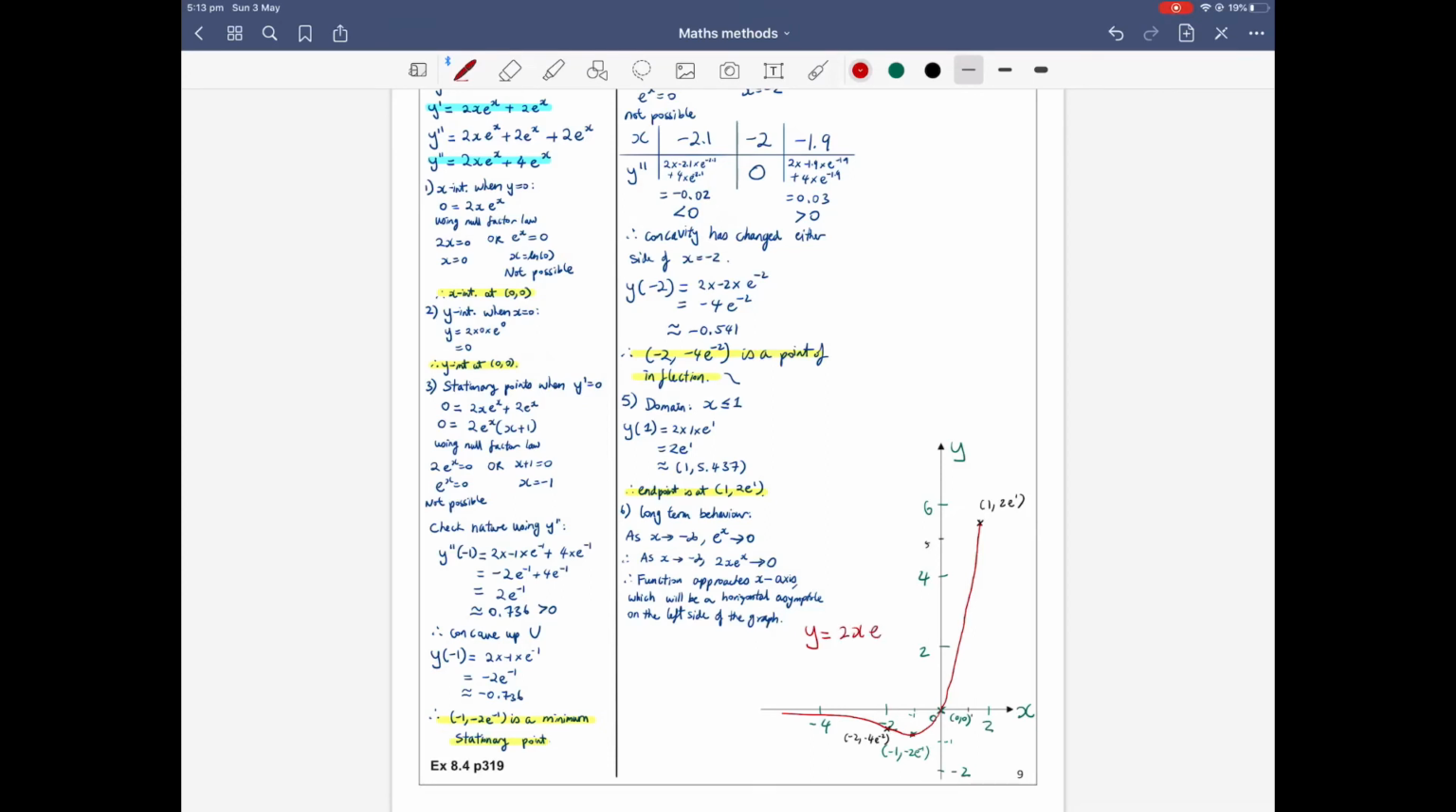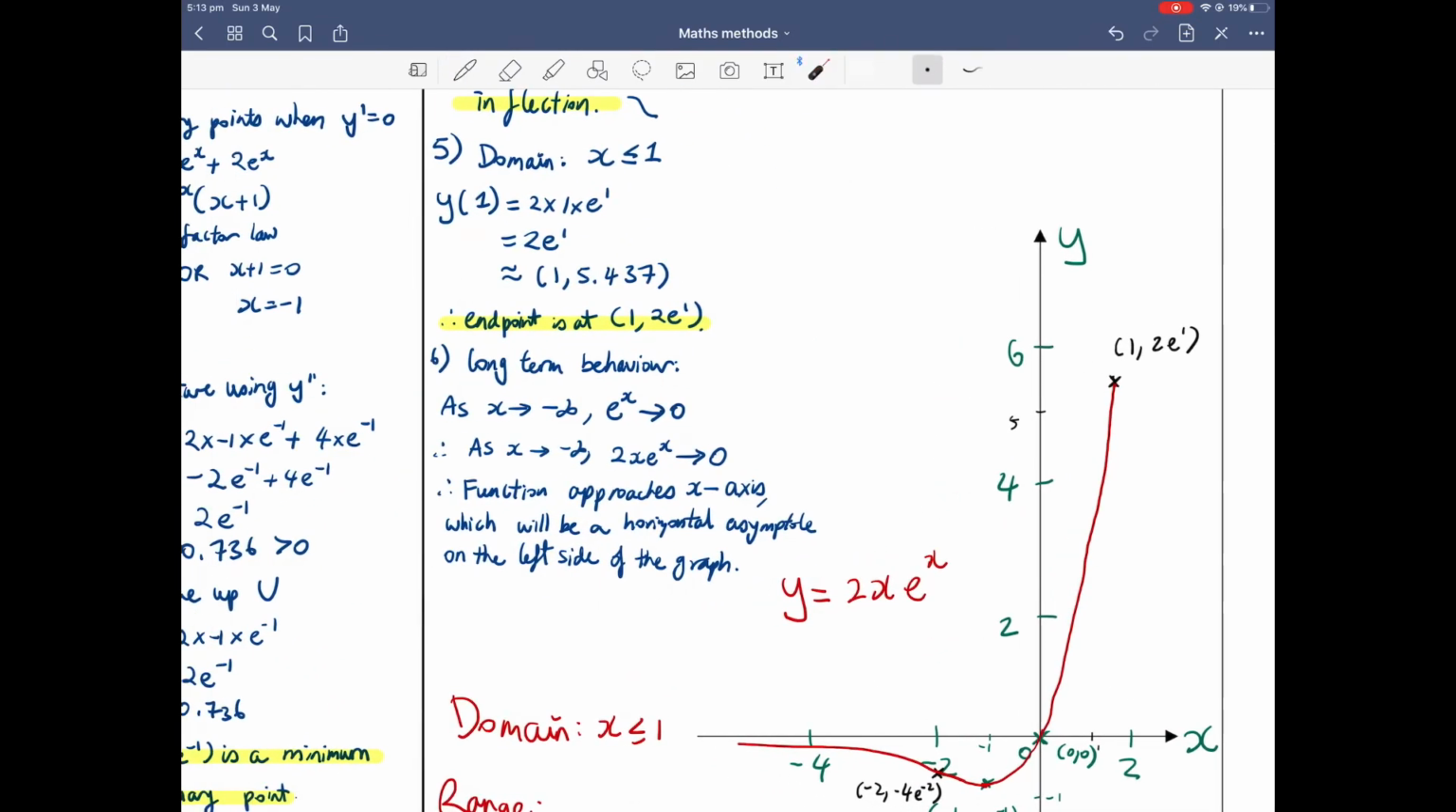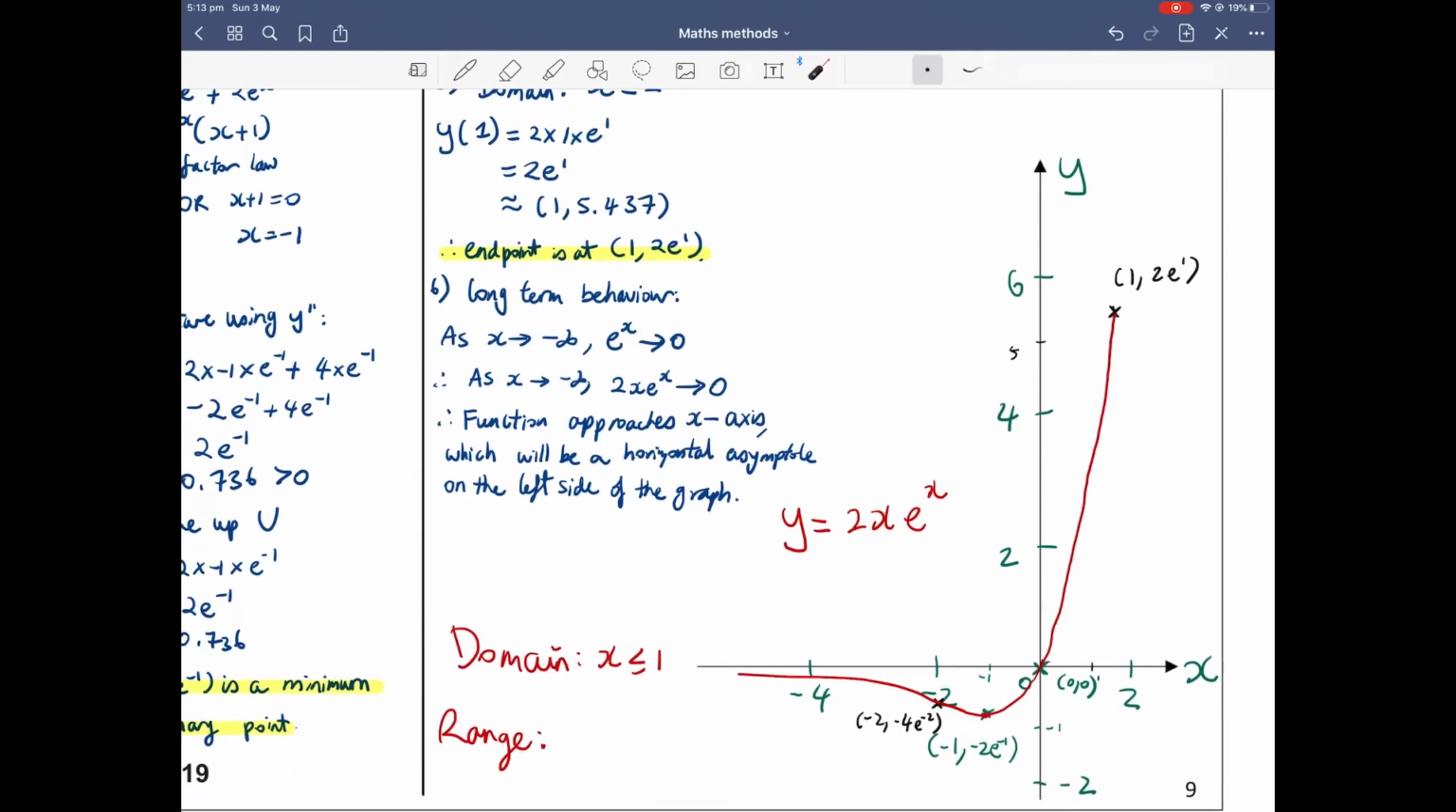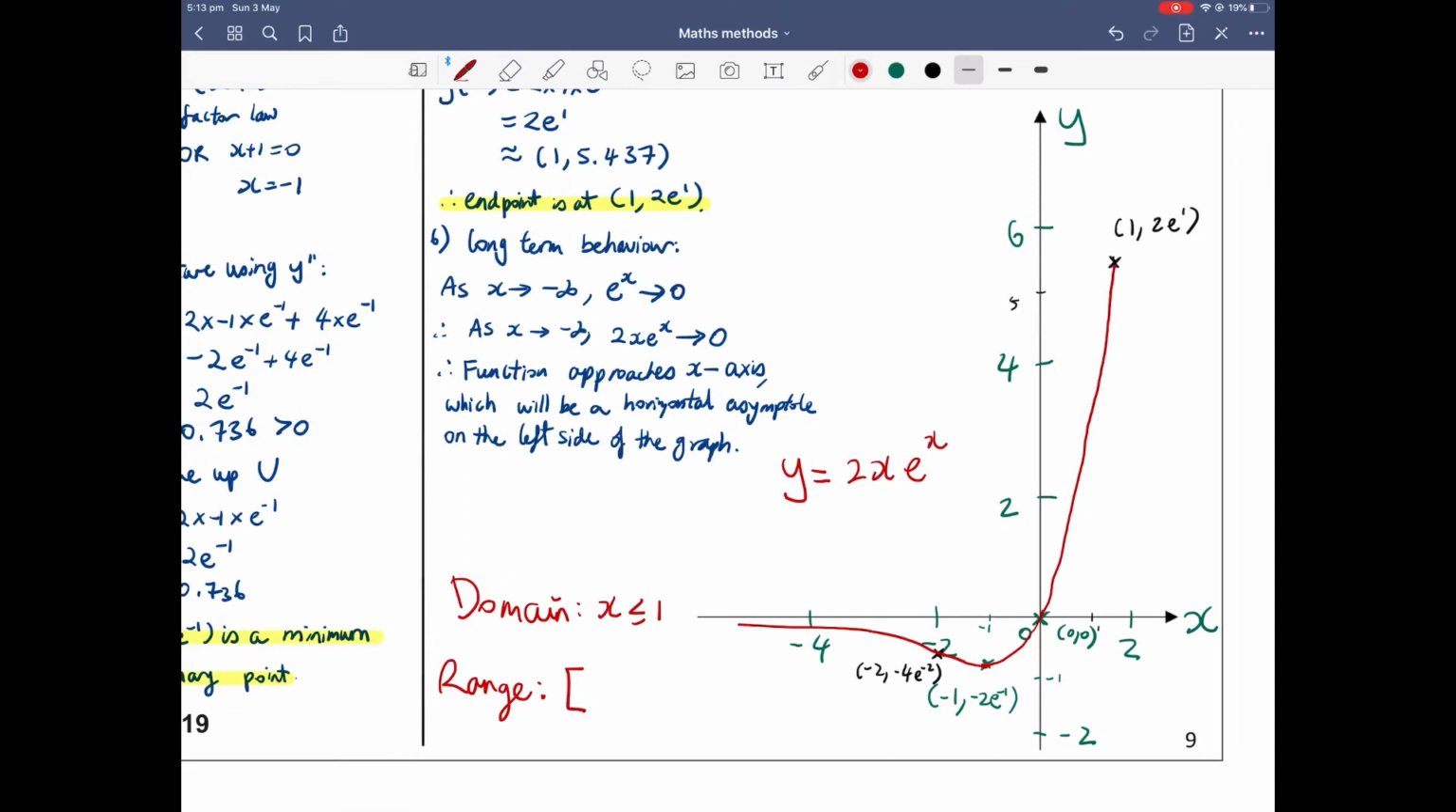So y equals 2x e to the x. Our domain is all your x values less than or equal to 1. Our range, we can look at from our graph. Our lowest point is this turning point here, which is -2e to the -1. And our highest point it will ever reach is this point here, because the x-axis is an asymptote. It will never ever cross the x-axis. It won't be able to get positive again. So our range is -2e to the -1 inclusive to 2e to the 1 inclusive.